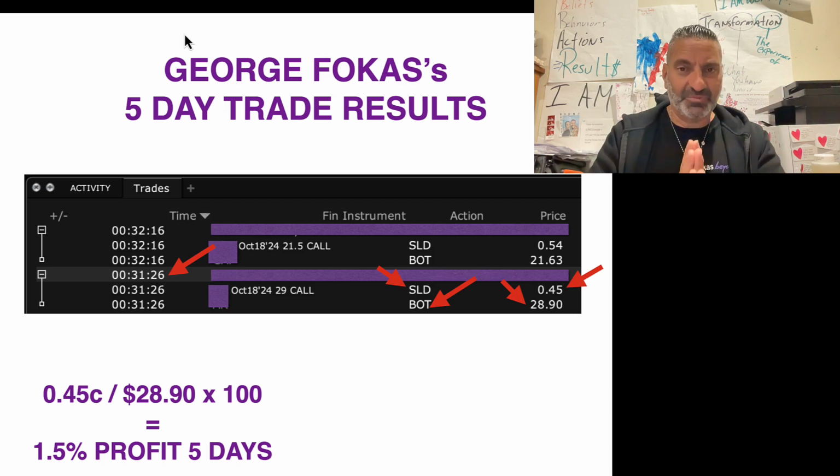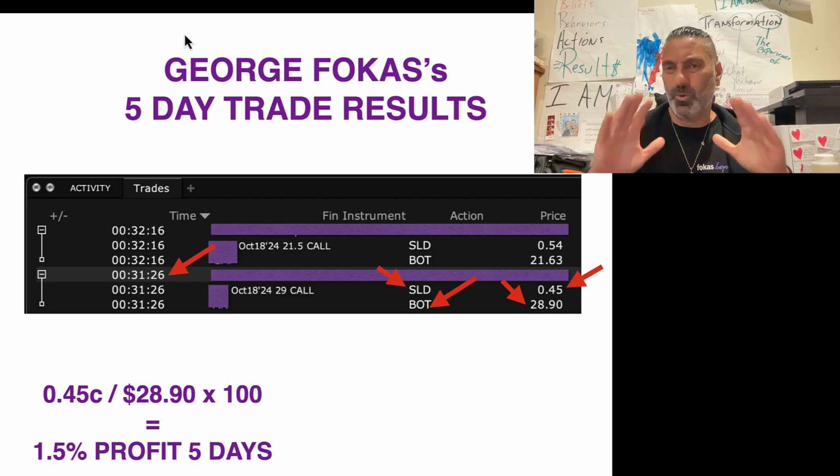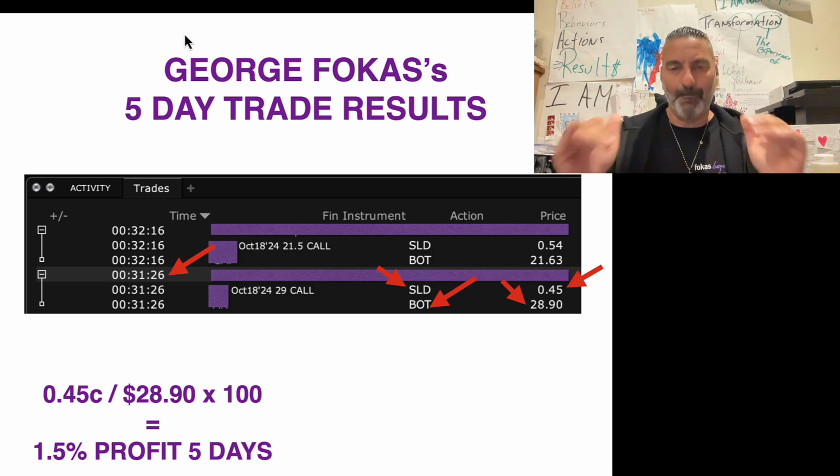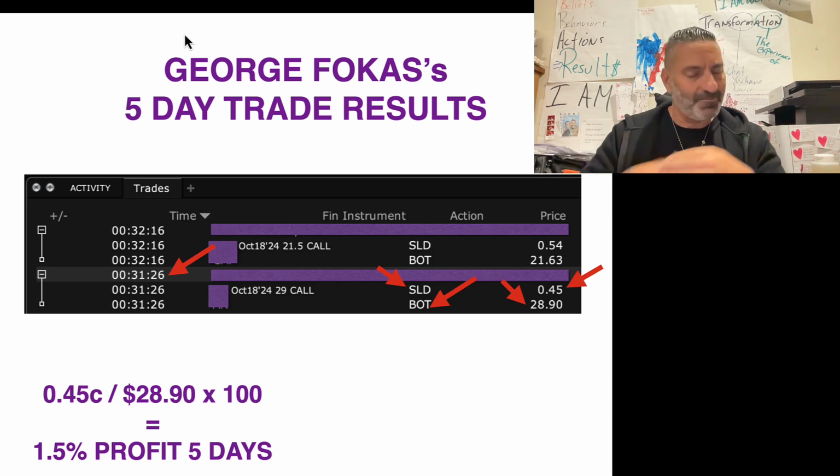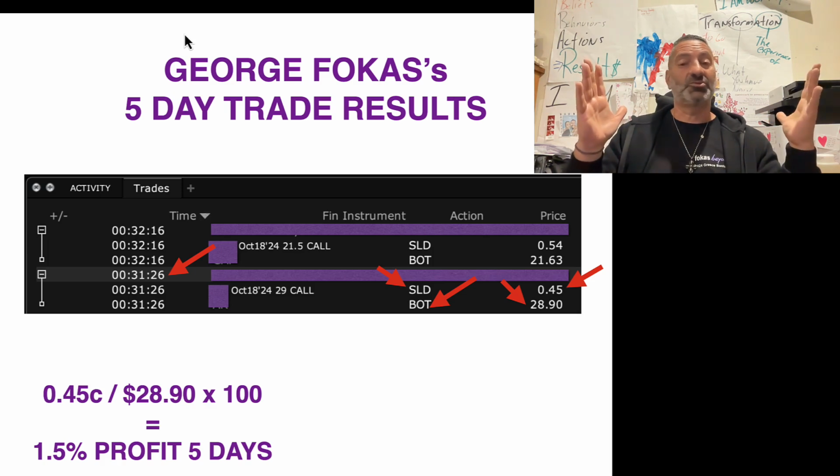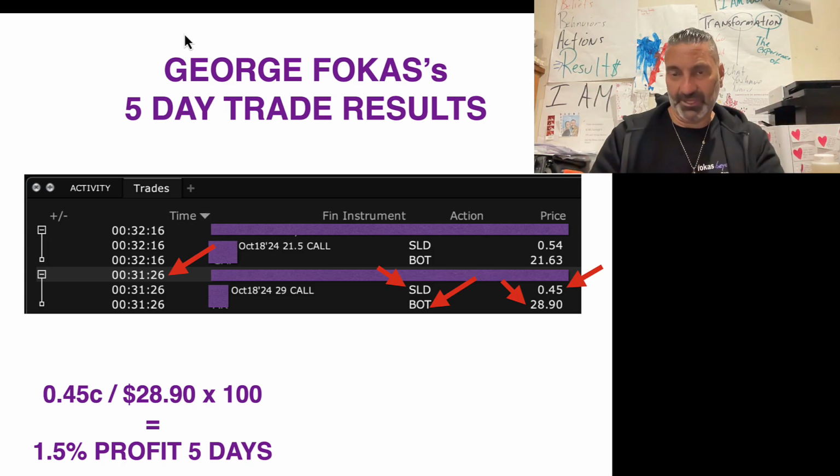So 1.5% is what I've made for the week. Whatever the market does, whatever the stock does, money in my pocket from day one. Let it do what it wants for the next 5 days. I could be sitting on the Greek Islands or in the Bahamas and my money's working for me.